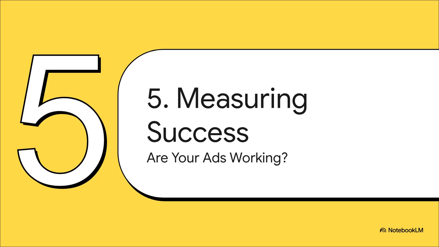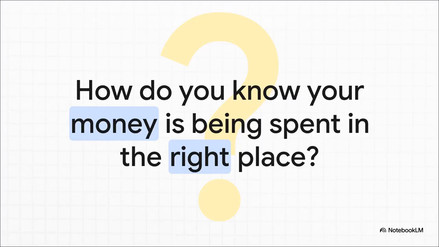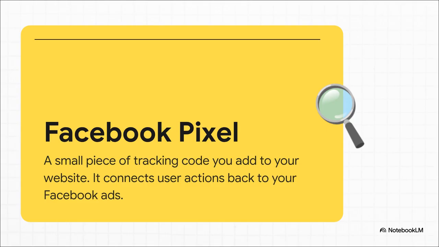And now for the final, and you could argue, the most important step of all. Part 5. How do you measure success? How do you actually know if any of this is even working? Because really, if you're spending money, you have to be able to answer this one simple question. How do you know that your money is being well spent and actually getting you a return? The answer is the Facebook Pixel.